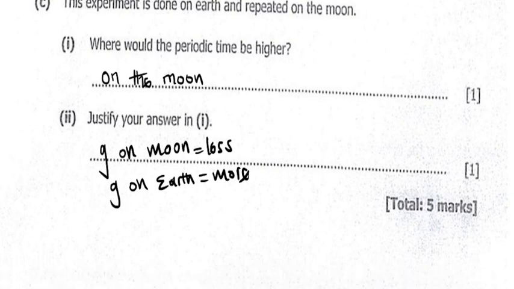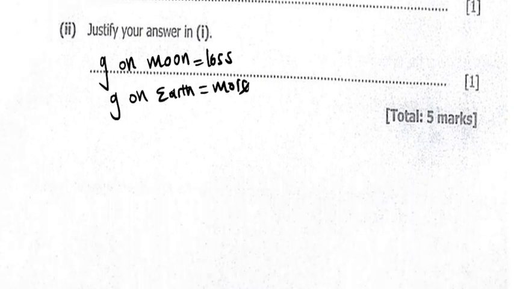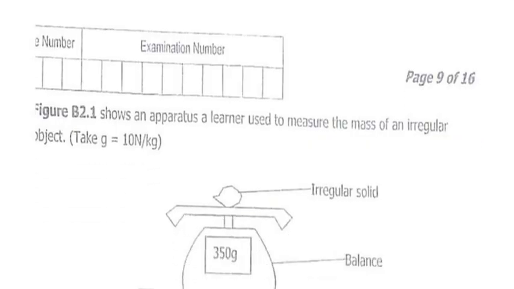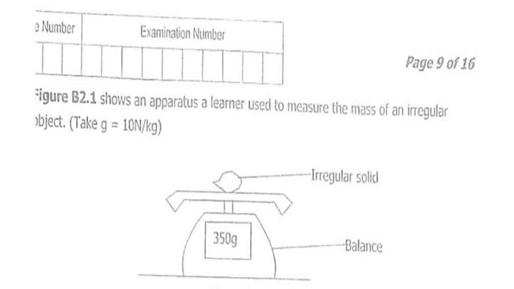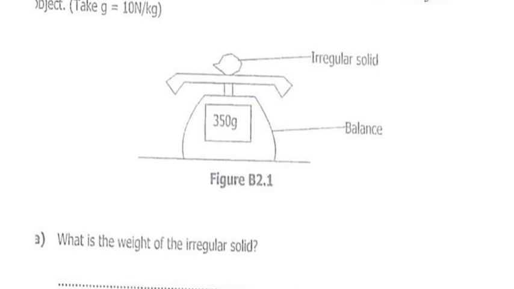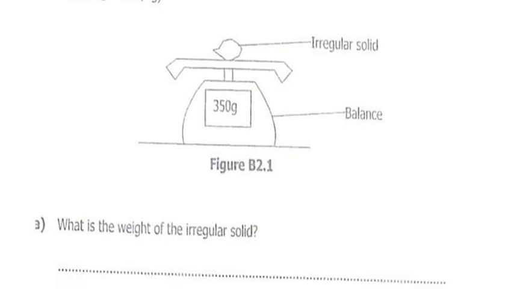Alright, we proceed. We look at another question, question B2. Figure B2.1 shows an apparatus a learner used to measure the mass of an irregular object. Take g to be 10 newtons per kg. Right. So from there we actually have a beam balance that is measuring the mass of an irregular solid. The first question is, what is the weight of the irregular solid?